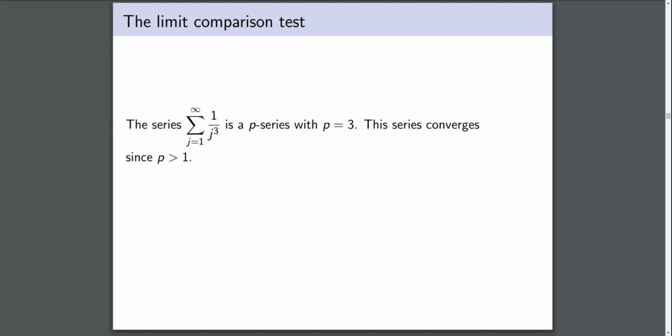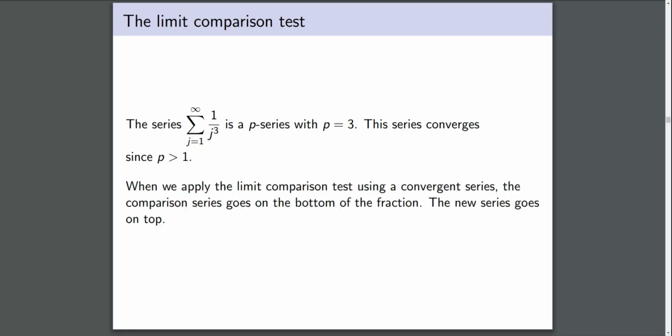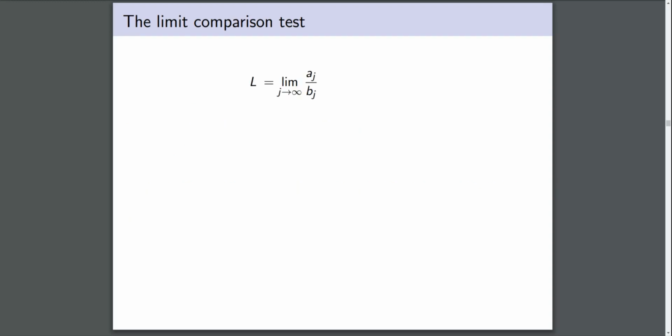What do we know about this series? This is a p-series with p equals 3. This is something we talked about in our last class. We know this series converges since p is greater than 1. We showed that in class using the integral test. So our comparison series is a convergent series. Remember from our setup, that means it's going to have to go on the bottom of the fraction when we set up the limit comparison test. The new series in this example goes on top of that fraction.